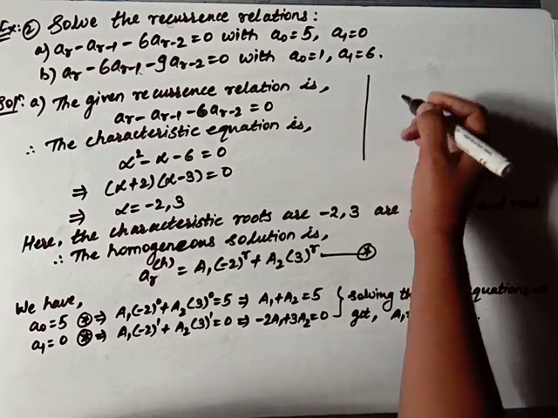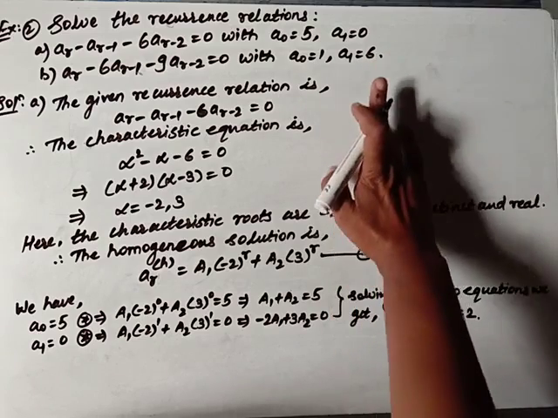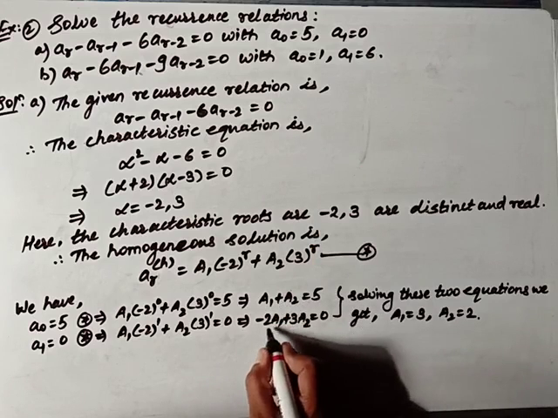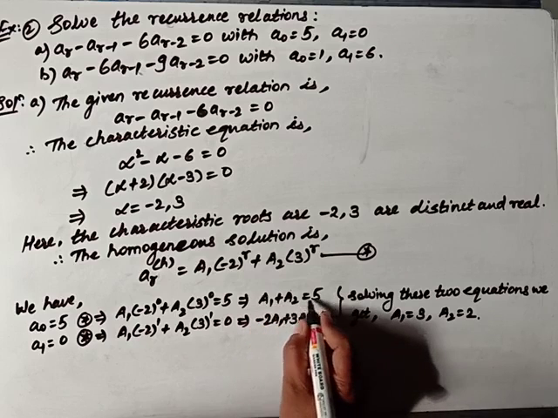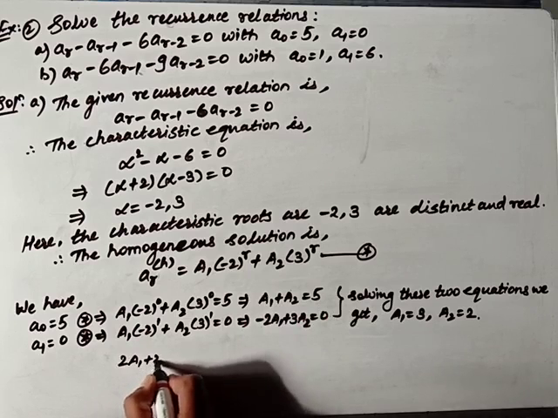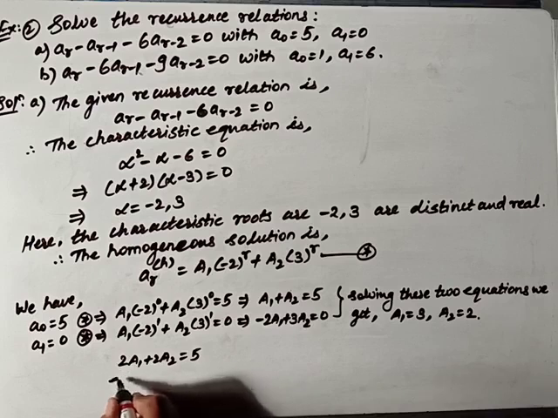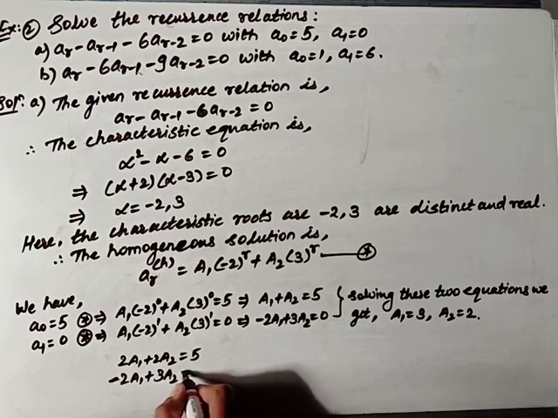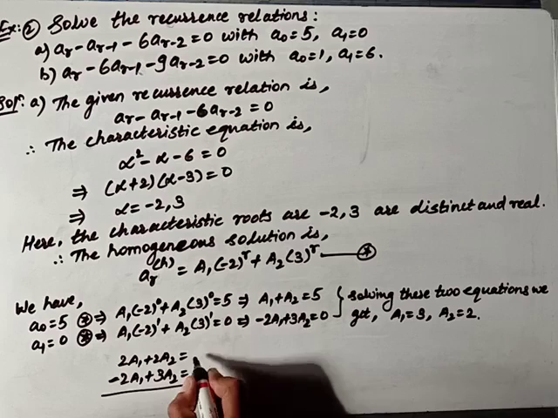Look at here. Let me explain this. This is equation 1: a1 plus a2 is equal to 5. Here, minus 2a1 plus 3a2 is equal to 0. So let us multiply the first by 2. So it will become 2a1 plus 2a2 is equal to 10, and this will be as it is, minus 2a1 plus 3a2 is equal to 0. Sorry, not 5 here, it will become 10.